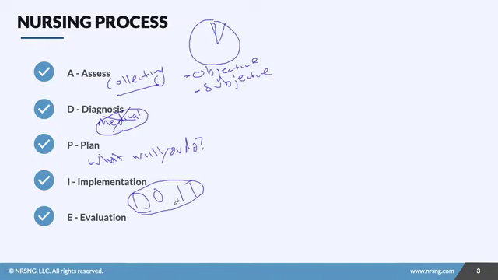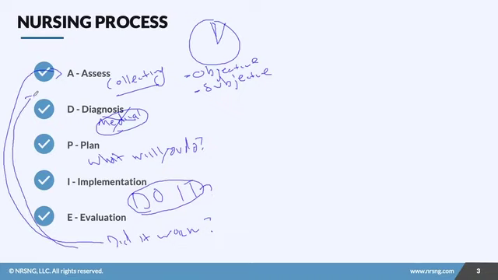Go do something. Then during the evaluation phase, did it work? Did you get all the data you needed? Did you make the right diagnosis here? Was your plan accurate? And did you do the right thing? Okay. Now, this is a cyclical process. Then you go back up here to assess again. Diagnose, plan, implement, evaluate. Did it work? Then you go back and do it again. All right. This is something that's going to happen over and over again.